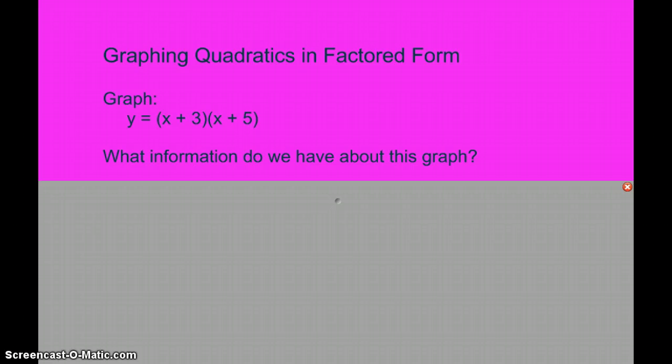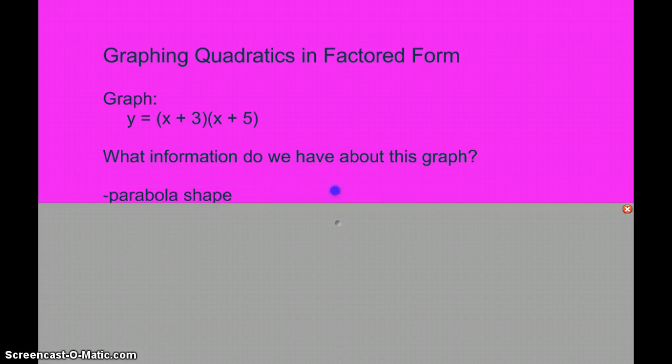So when you look at our equation here, y equals x plus 3 times x plus 5, we start with a simple question. What information do we have about this graph? Just from looking at the equation, we should know some things about the graph. Hopefully, all of you said this.